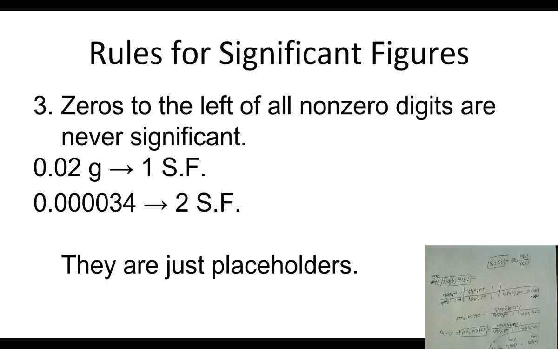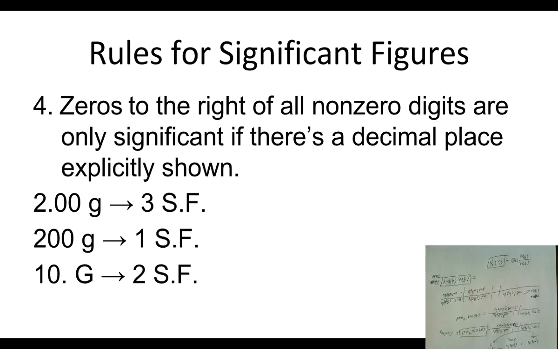Then 0.000034 has two significant figures. Now, are those zeros important? Yes. 0.00034 is not equal to 0.34. However, the zeros are placeholders, so we call them non-significant figures. They're important, but non-significant.